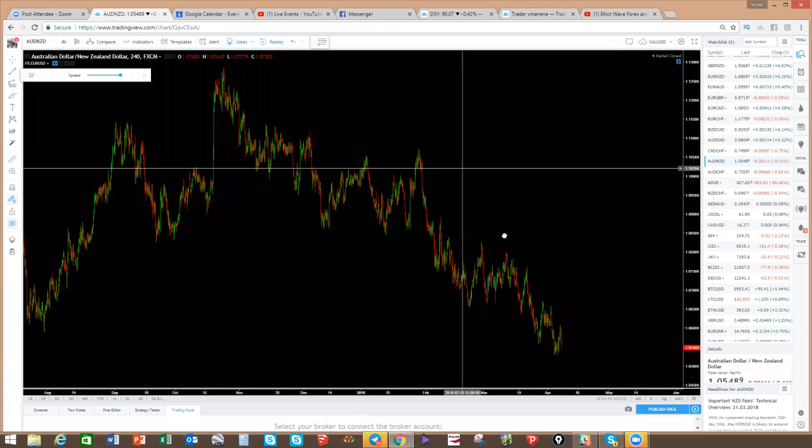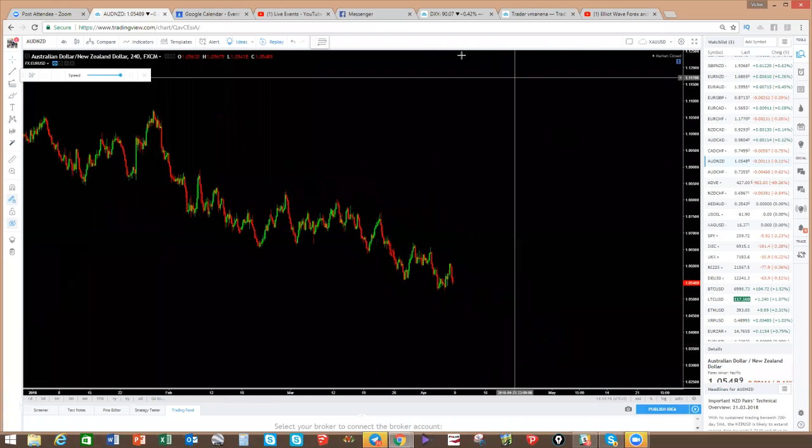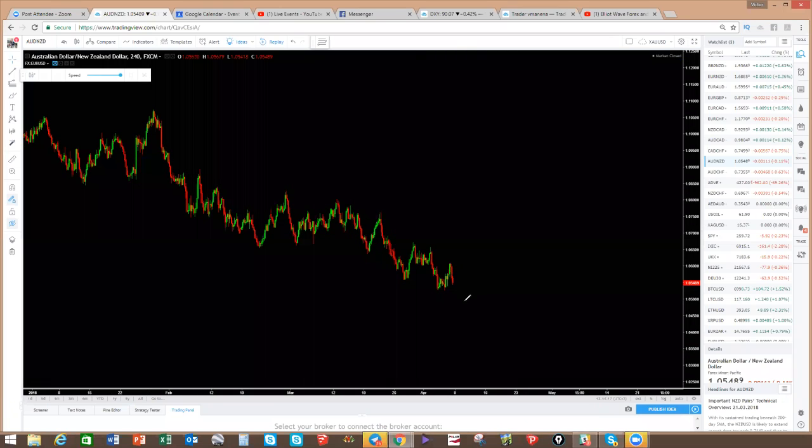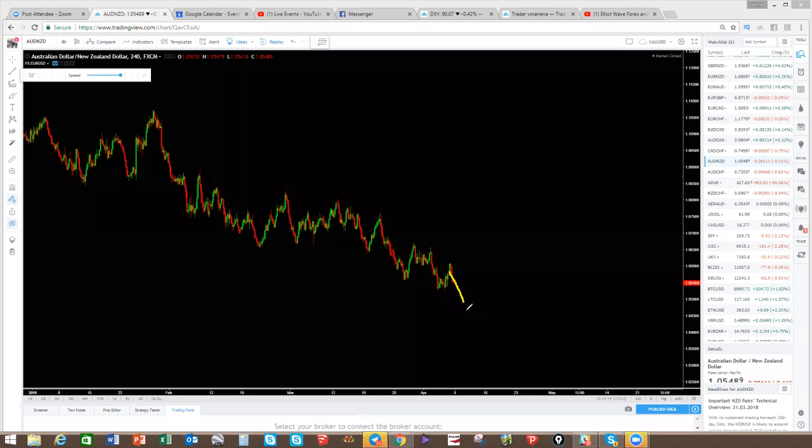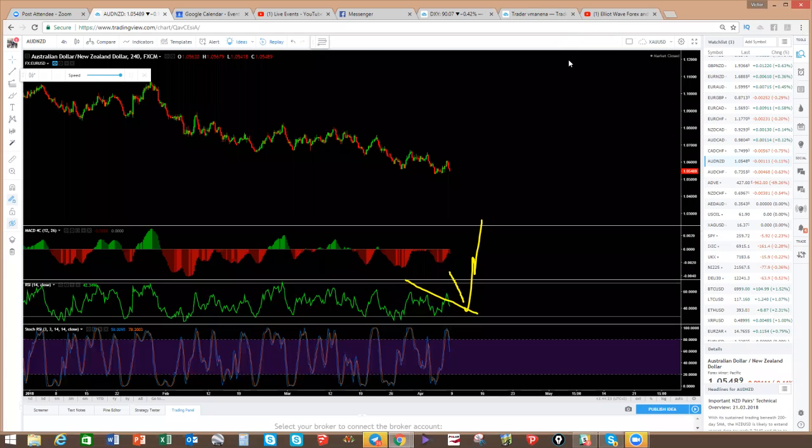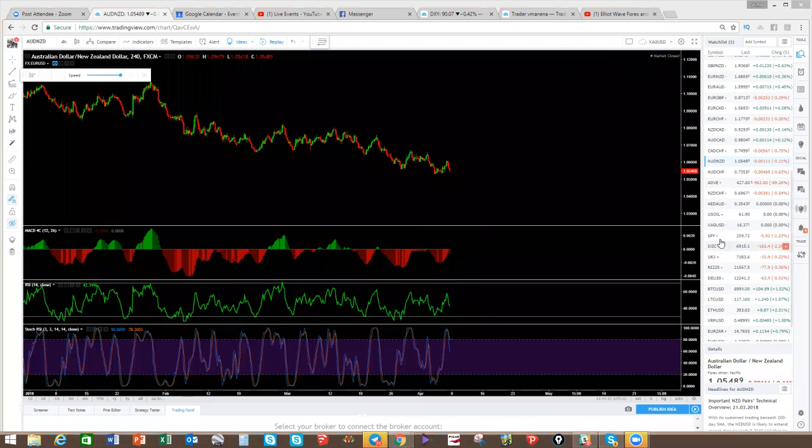So keep an eye on the reversal there. You can see there's already that short move that I'm expecting. That's not going to last. We're going to get a reversal. If you look at that, you already have divergence there. It's already starting to diverge. That's AUD New Zealand.